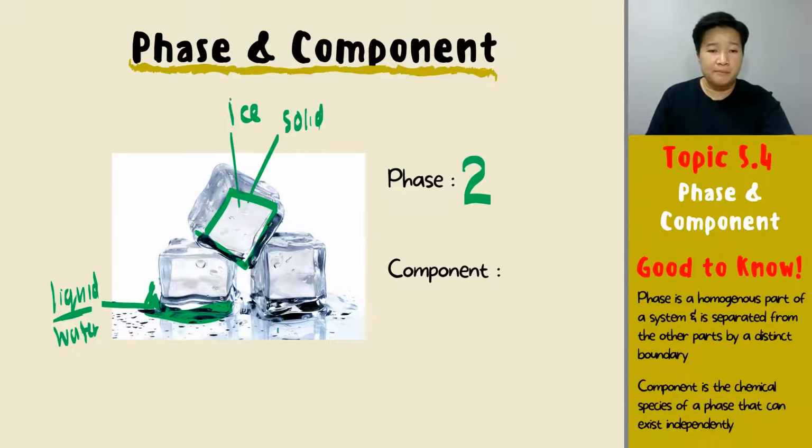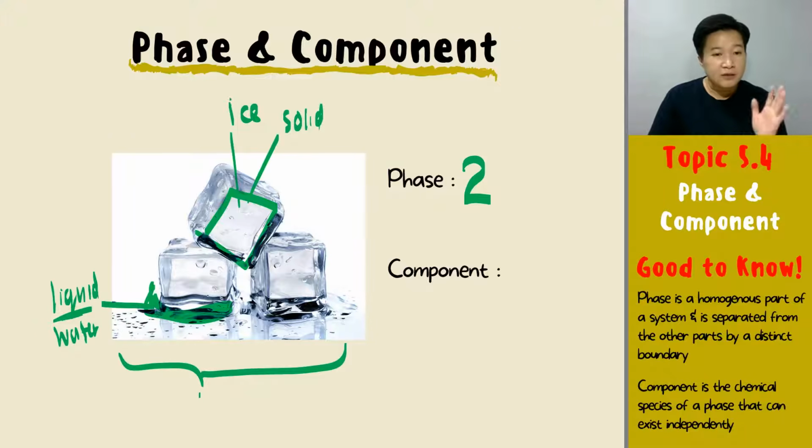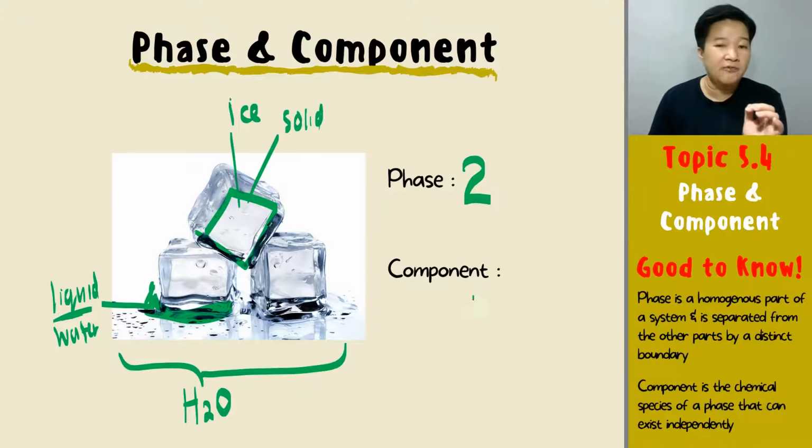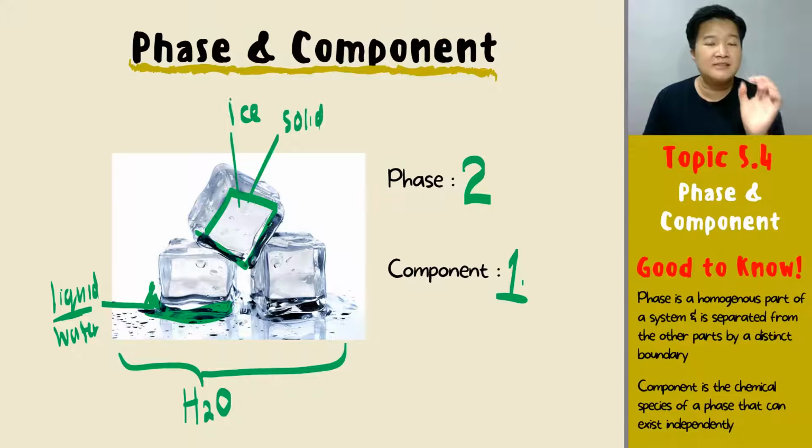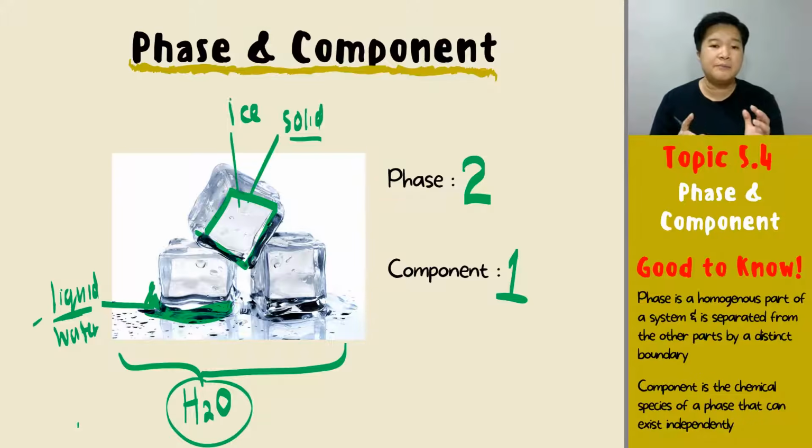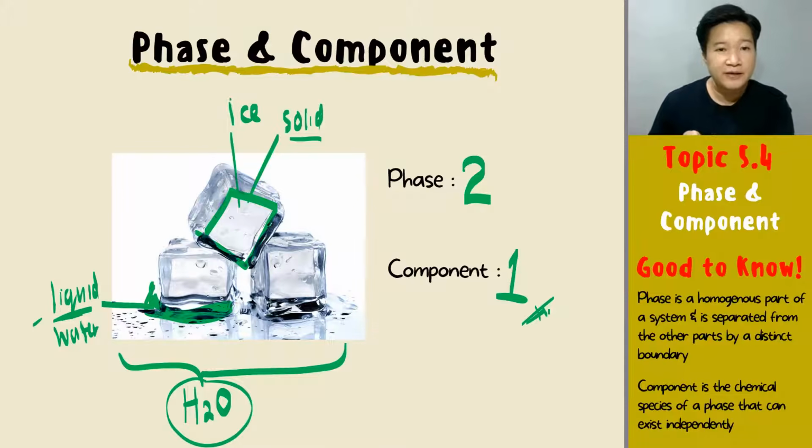But all of them are coming from the same component because all of them are H2O. So how many components do we have? We have only one component. Just that the one component, the same chemical species, now exists in two different phases. Your water is in ice, which is a solid. Your water is in liquid form. Although we have a solid and a liquid, both of them come from the same chemical species. That's why your component is still one. Simple. That's it about phase and component.